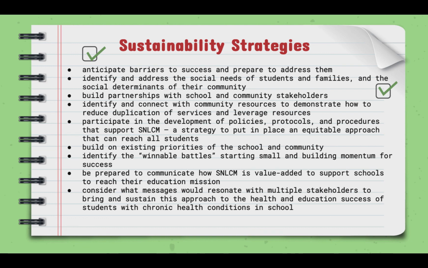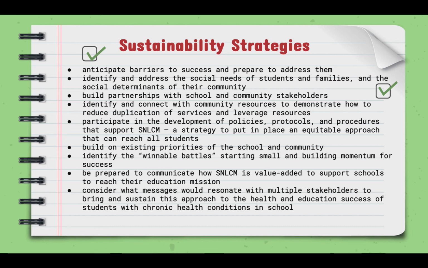And then finally, sustainability. Remember that data can demonstrate the value of school nurse-led case management to help students achieve their optimal level of health, academic success, and to support program sustainability. And so these are additional sustainability strategies that you might think about and consider. Okay, so you can consider what barriers you will face and how you can consider those ahead of time in order to be prepared for them so that they don't knock you off your feet when you're going along.